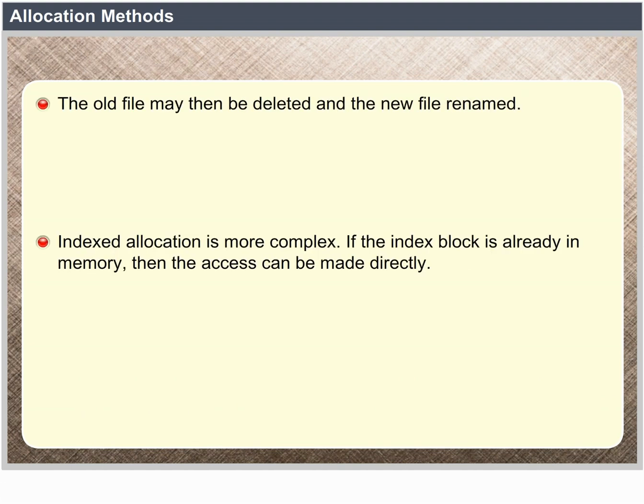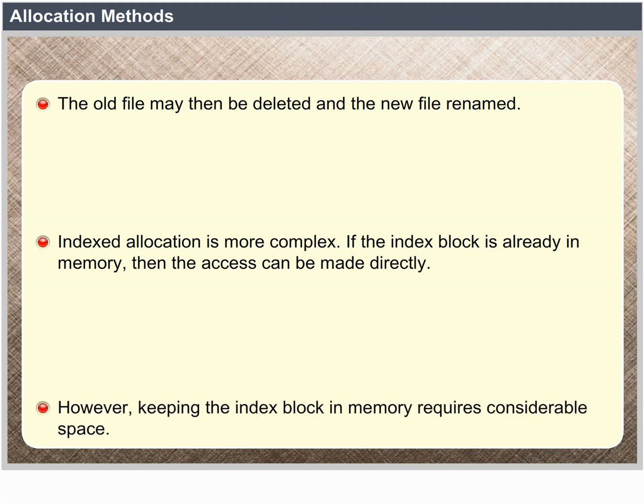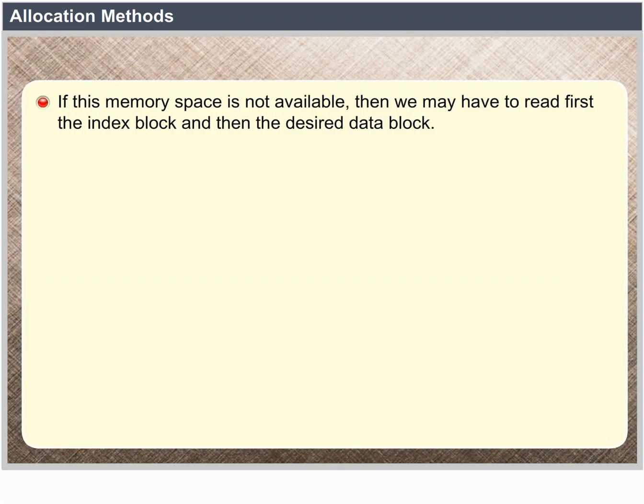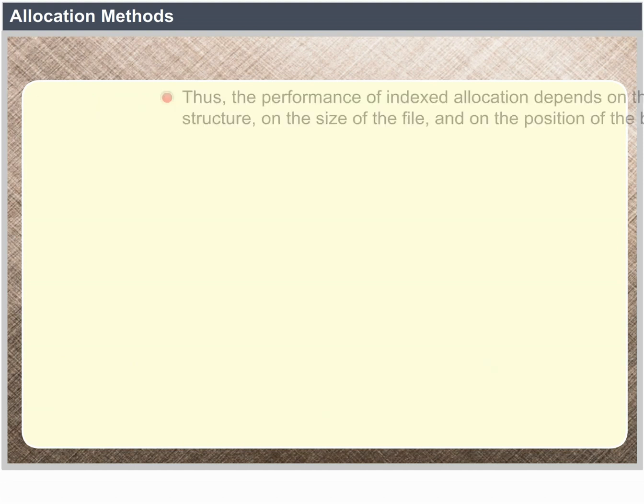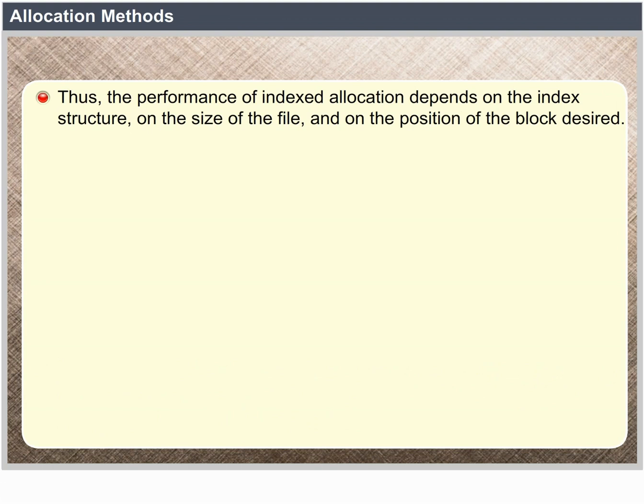Indexed allocation is more complex. If the index block is already in memory, then the access can be made directly. However, keeping the index block in memory requires considerable space. If this memory space is not available, then we may have to read first the index block and then the desired data block. For a two-level index, two index block reads might be necessary. For an extremely large file, accessing a block near the end of the file would require reading in all the index blocks before the needed data block finally could be read. Thus, the performance of indexed allocation depends on the index structure, on the size of the file, and on the position of the block desired.